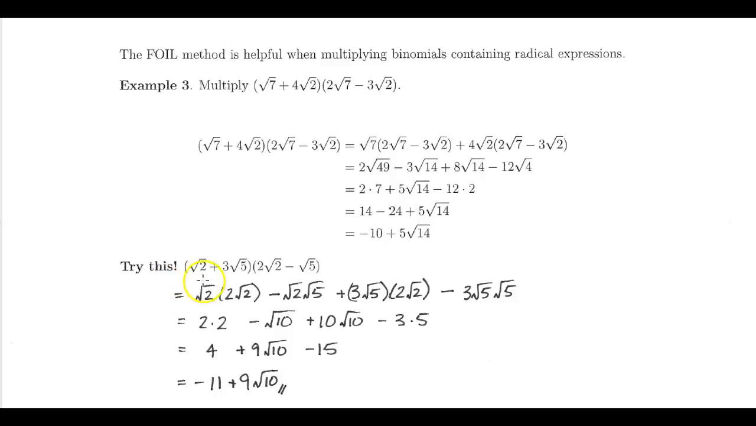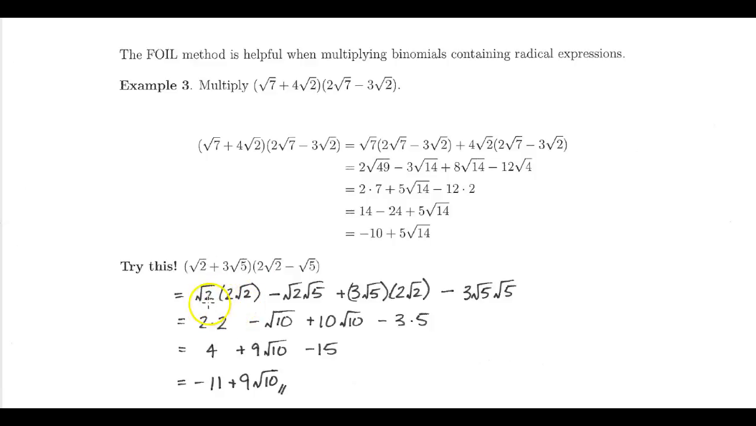So here we have root 2 times 2 root 2 for the firsts. I did this by the FOIL method. The outers is root 2 times minus root 5. The inners is 3 root 5 times 2 root 2. And the lasts we have 3 root 5 times negative root 5.